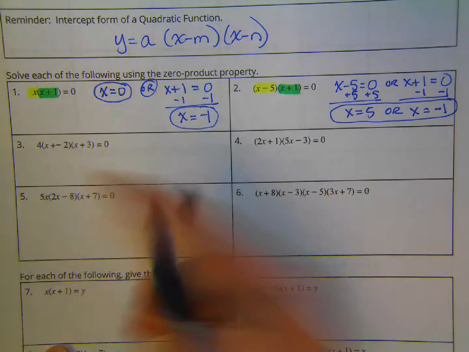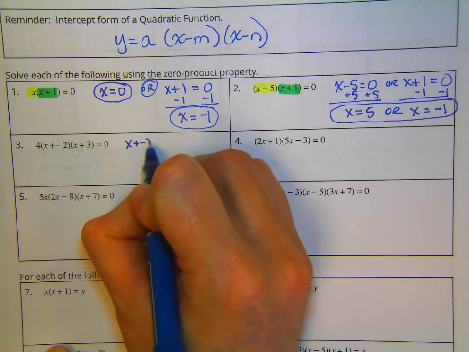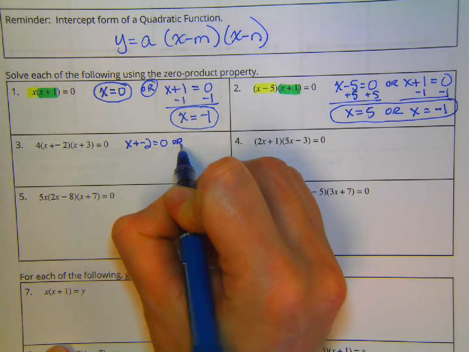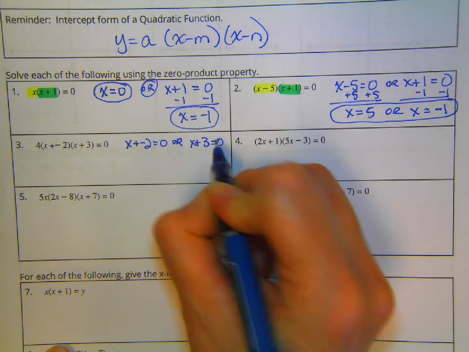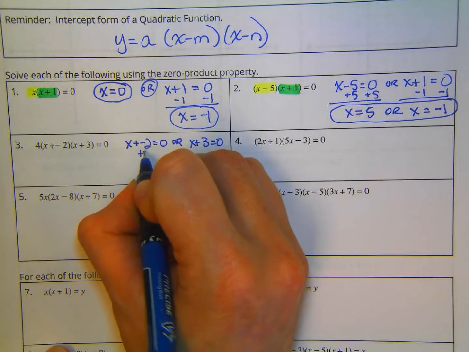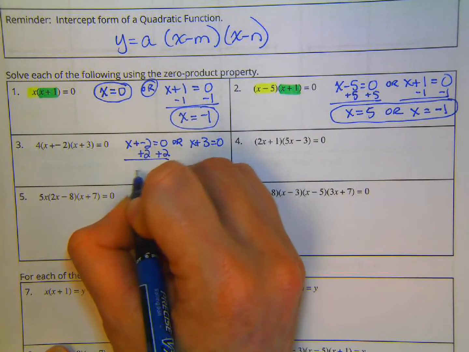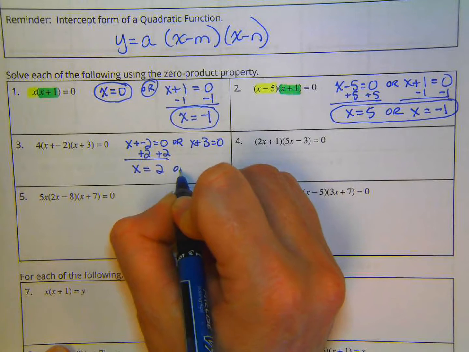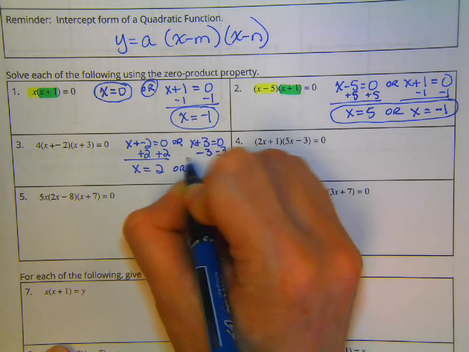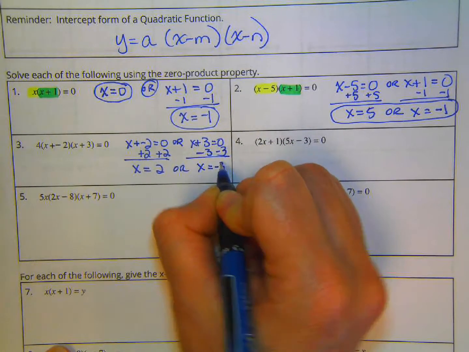For this right here, we have x plus negative 2 equals 0, or x plus 3 equals 0. So we add 2 to both sides to get rid of that negative 2. So we get x equals 2, or subtract 3 from both sides, and that gives us x equals negative 3.